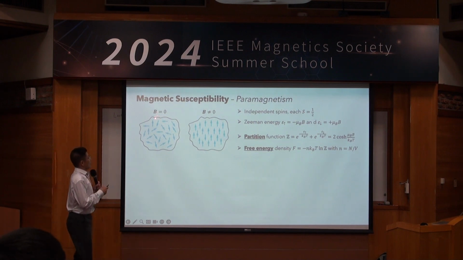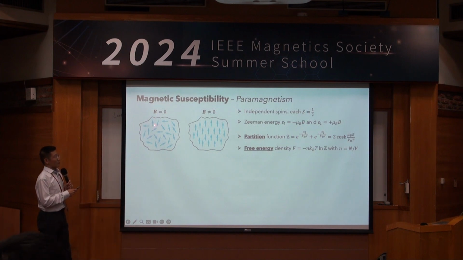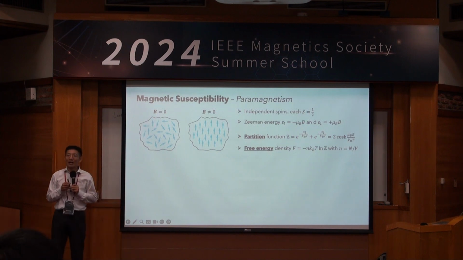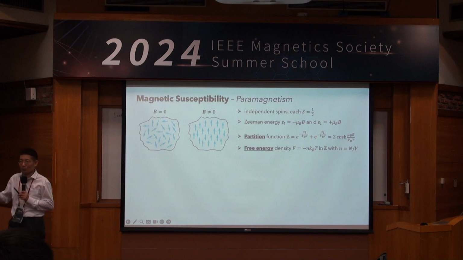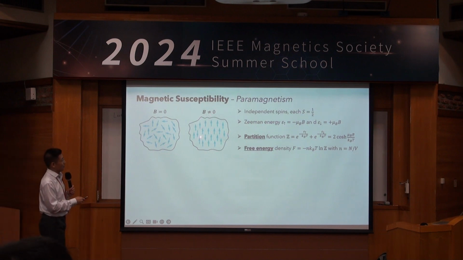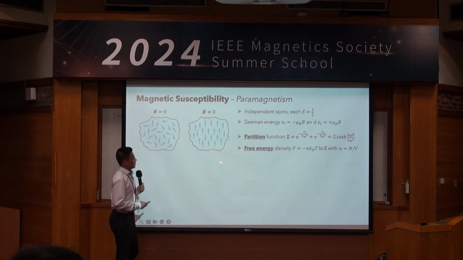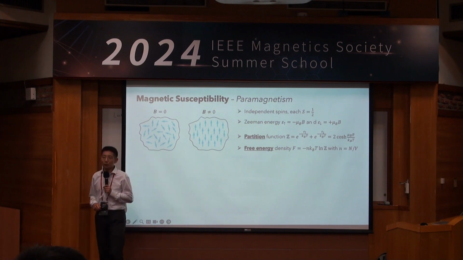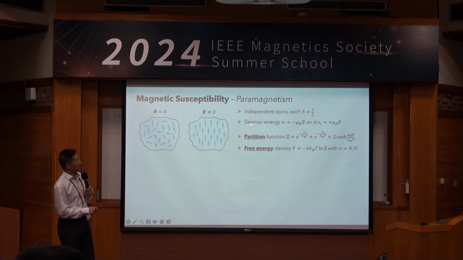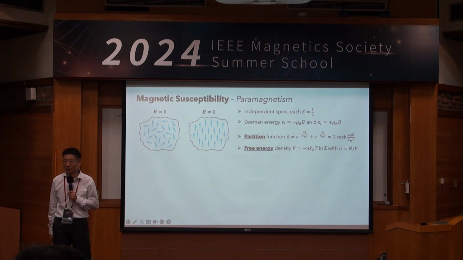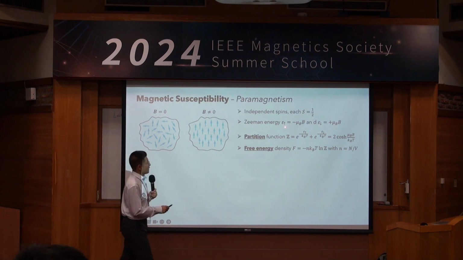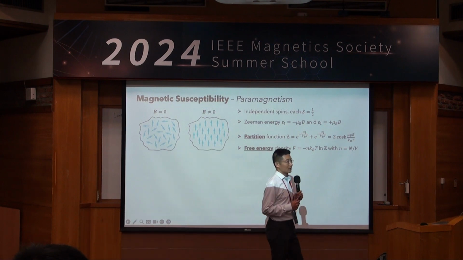When there's no magnetic field, the spins, under thermal agitation, will be randomly oriented. But once you apply a field in one direction, those spins have a preferable choice because of the Zeeman field. For the spin up, it has a lower Zeeman energy, while for the spin down, it has a Zeeman energy penalty, because the spin could only take up and down.